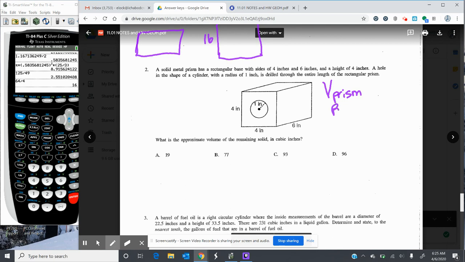which will be your area of the base times the height. And then you're going to subtract volume of your cylinder, which is pi r squared. Now again, I highly suggest taking your formula, making your substitutions. So area of the base is 4 by 6 by a height of 4. Here, you know your dimensions. Radius is 1, and the height of that cylinder is from here back to here would be 6 as well.